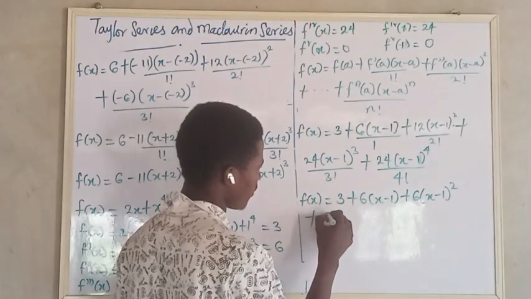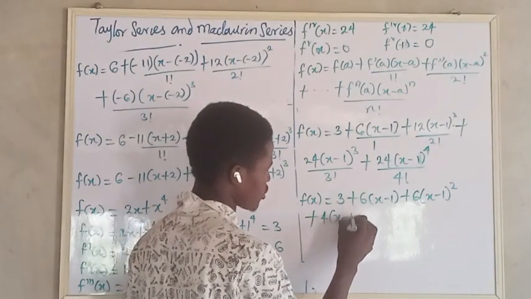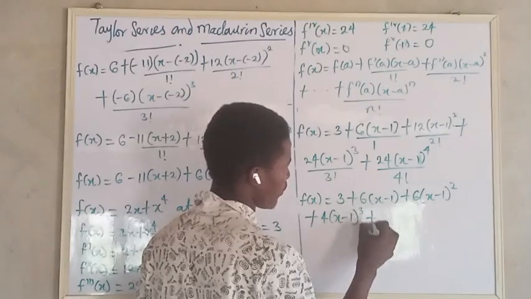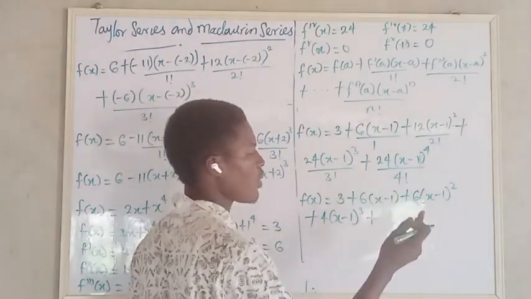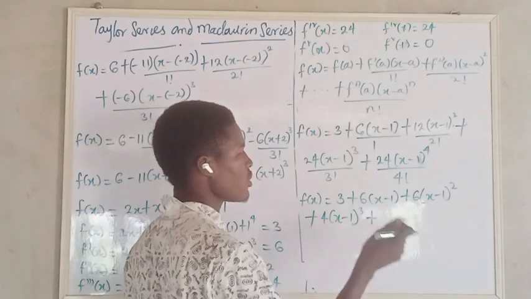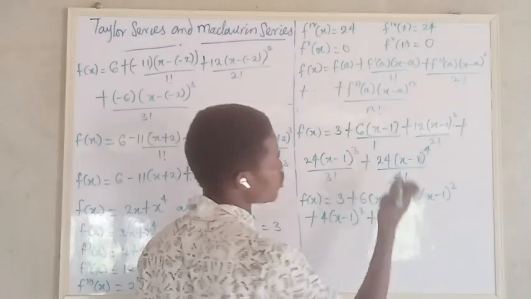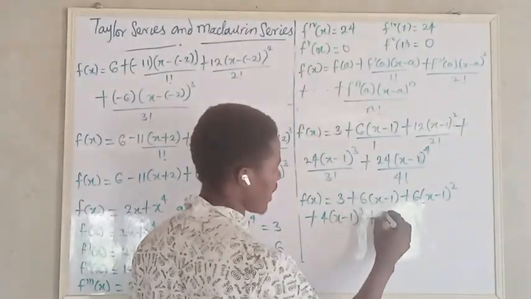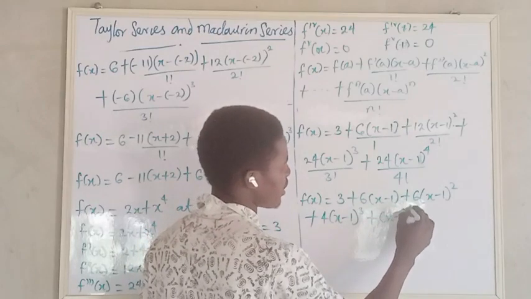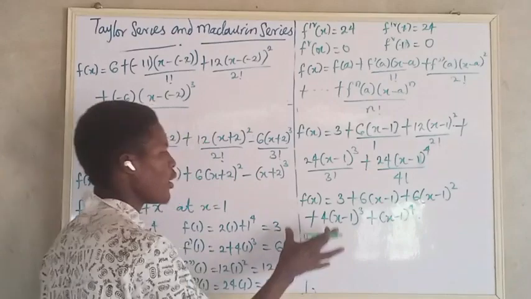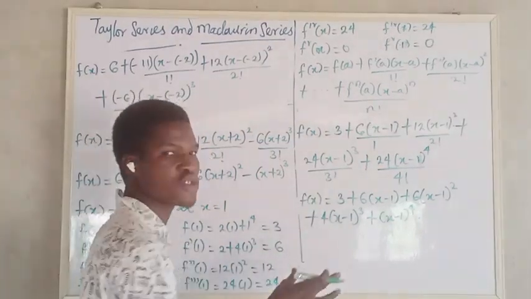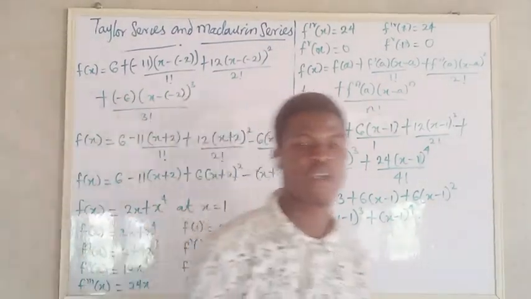So we have 4 x minus 1 raised to power 3 plus 4 factorial, which is 4 times 3 times 2 times 1, that's 24. So 24 cancels 24, then I have x minus 1 raised to power 4. So this will be my Taylor series expansion.